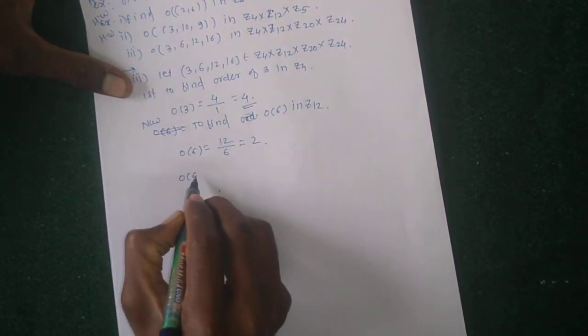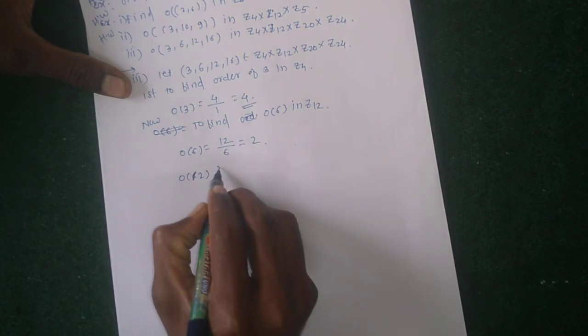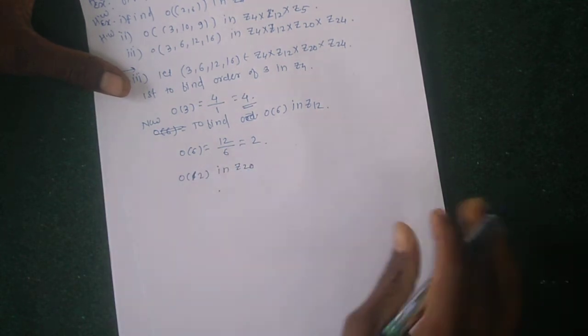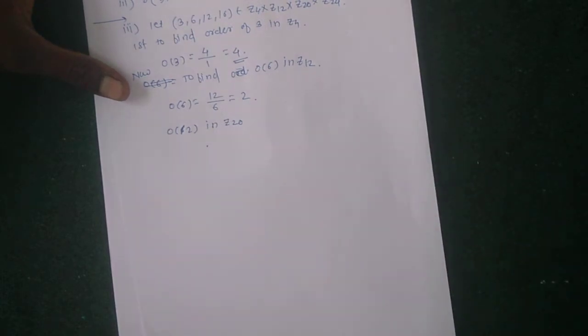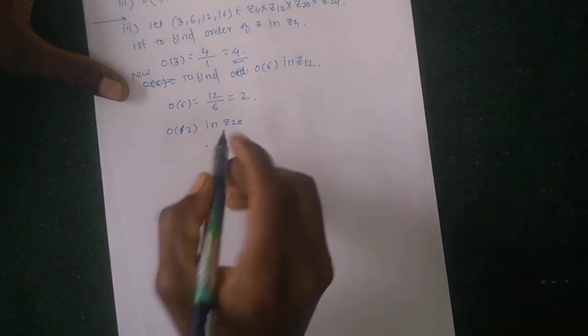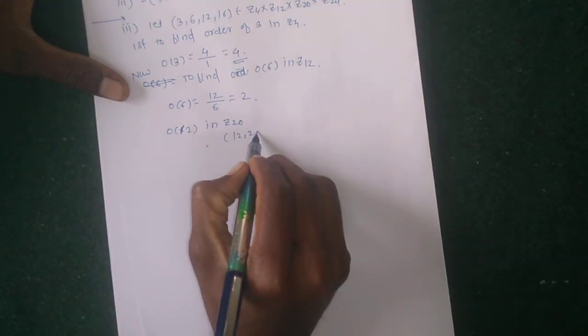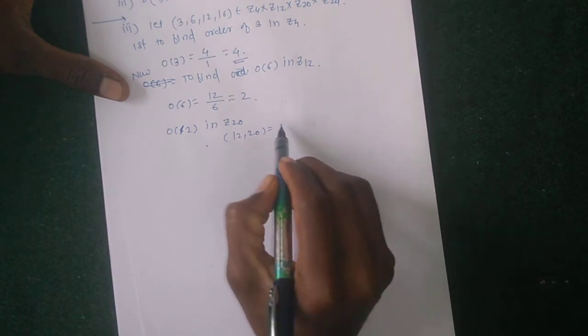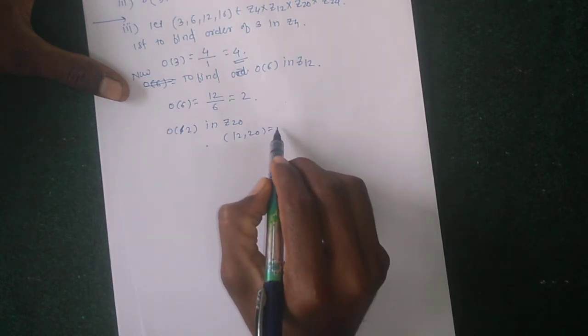Next, the order of 12 in Z20. Here the GCD of 12 and 20 is 4.